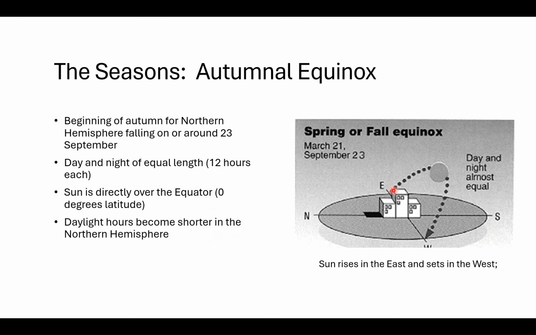And so what happens at the equinox, it can be either spring or fall. The sun is going to rise directly in the east at about 090 degrees and set directly in the west at 270 degrees. So that is the big difference in the path of the sun across the sky. Rises directly in the east, sets directly in the west.